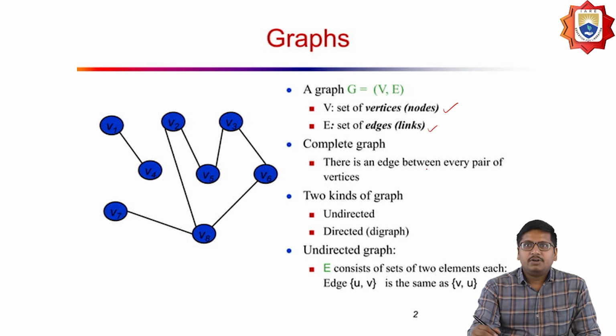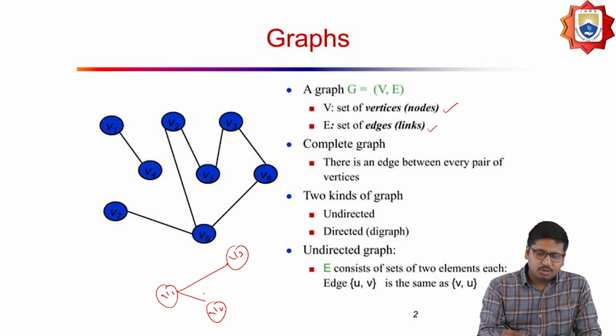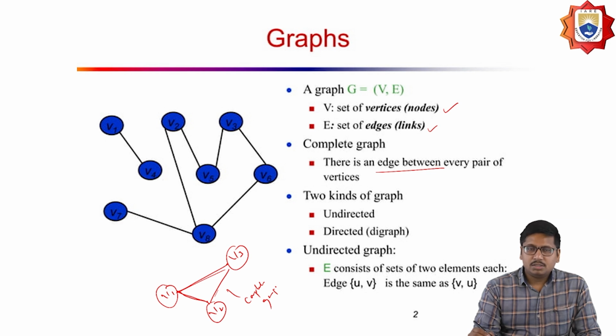There are different types of graphs available, like directed graph, undirected graph, and complete graph. Suppose there is an edge between every pair of vertices, then we say it is a complete graph. If I have vertices V1, V2, V3, with an edge from V1 to V2, an edge from V2 to V3, and an edge between V3 and V1 as well, then this is what we call a complete graph. For every pair of vertices there should be an edge.